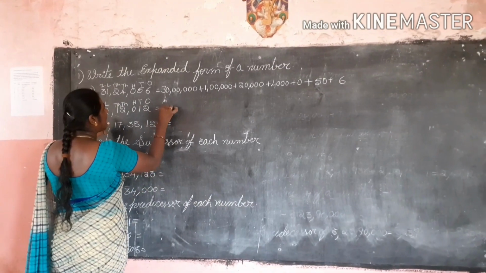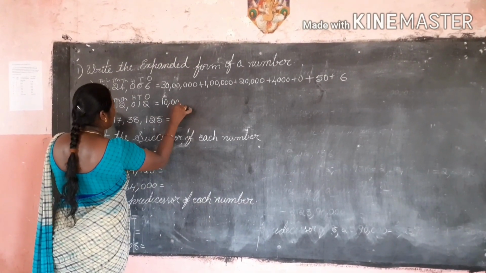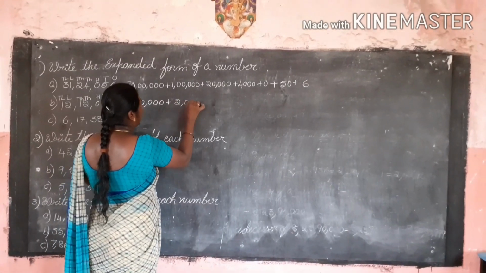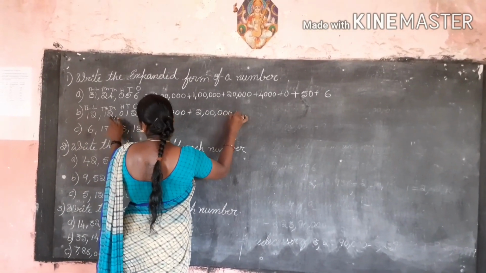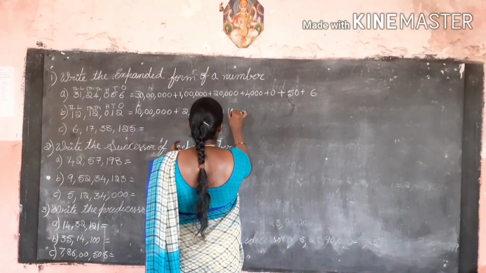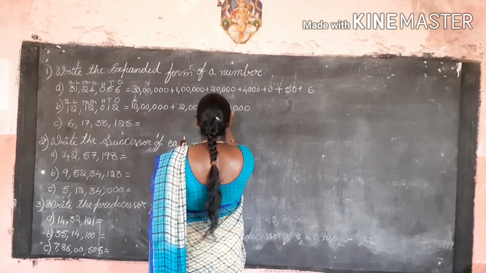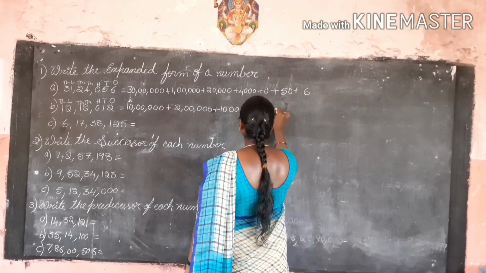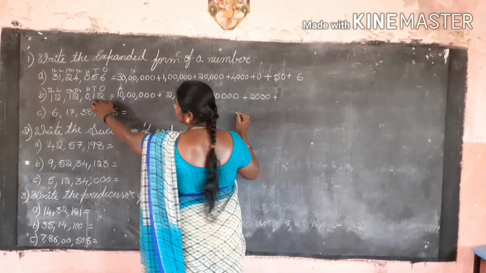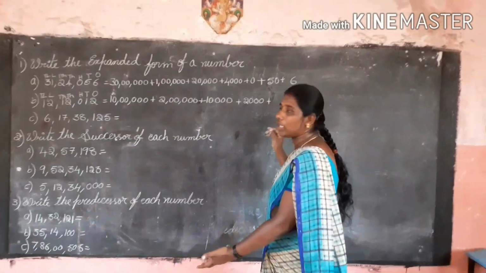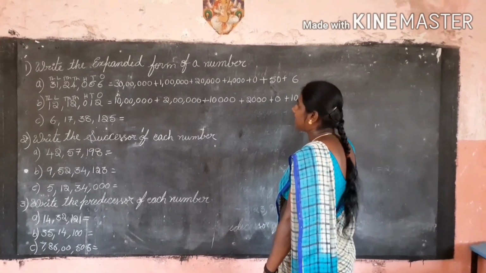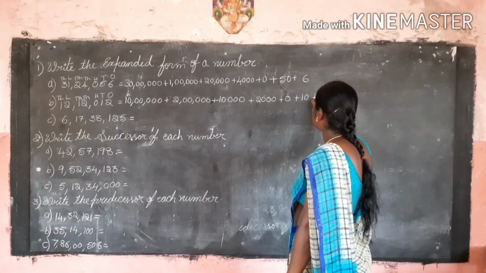Again, ones, tens, hundreds, thousands, 10,000s, lakhs, 10 lakhs. Next, same: 1 is in the 10 lakhs place, 10 lakhs, 2 is in the lakhs place, 2 lakhs, plus 1 is in the 10,000s place, 10,000, 2 is in the thousands place, 2,000, plus 0. Again, what is the place value of 0? 0. Plus 1 is in the tens place, 10, 2 is in the ones place, 2.